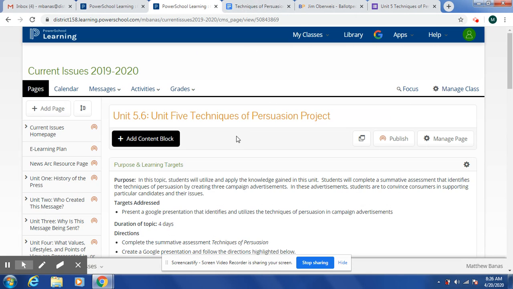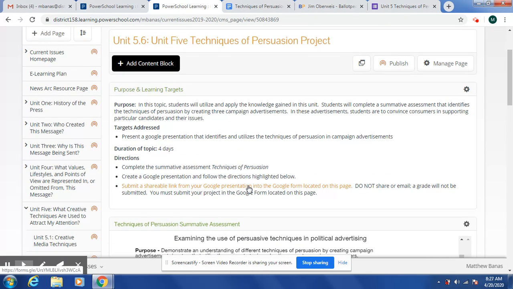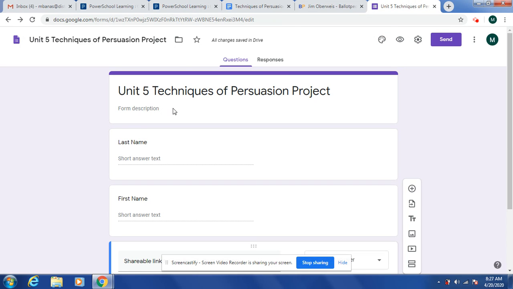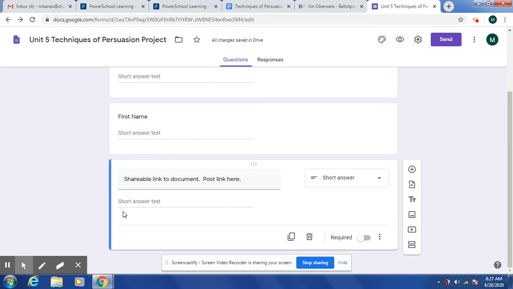So guys, once you're done, get a shareable link and submit it here. Remember to put your last name, first name, and just give me the link right there, and then we're done with the project. You have an entire week to work on it. Just pick three candidates, create the advertisements, explain what you used and how you used it, and we're done. This is the assignment, and we'll start our last topic. If you have any questions or concerns, always feel free to reach out to me.